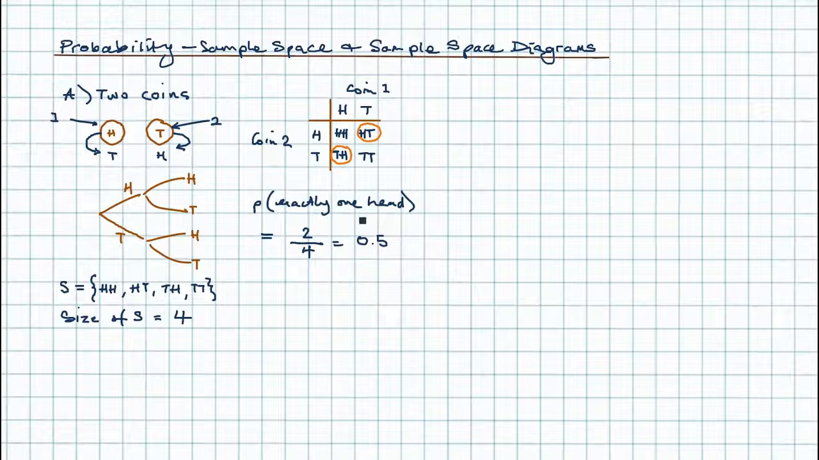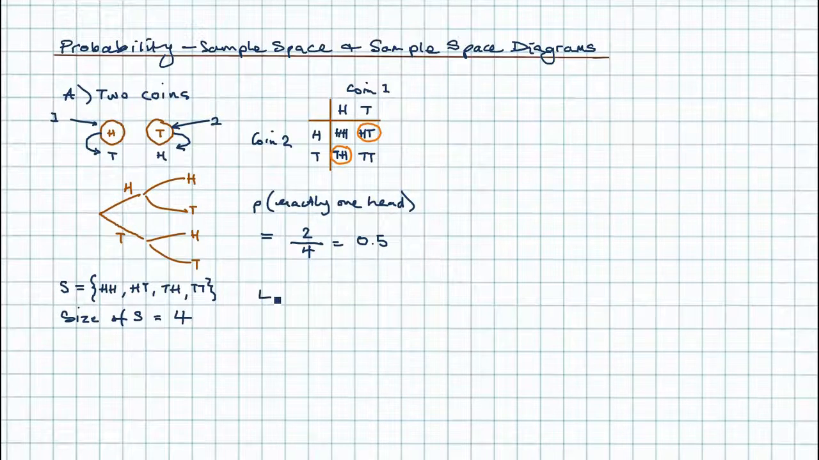So for simple probability examples, a sample space diagram can show us very clearly all of the possible outcomes and allow us to pick out those possible outcomes that fit the probability question that we're being asked. In other words, that are desirable or favourable to what it is we're asking.